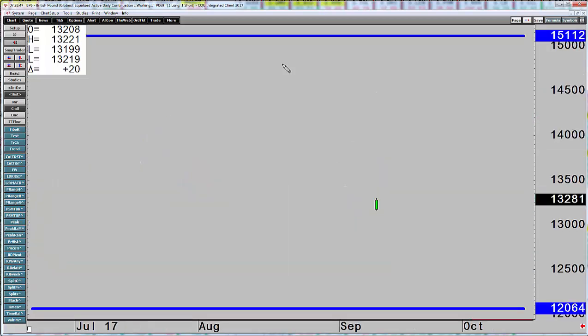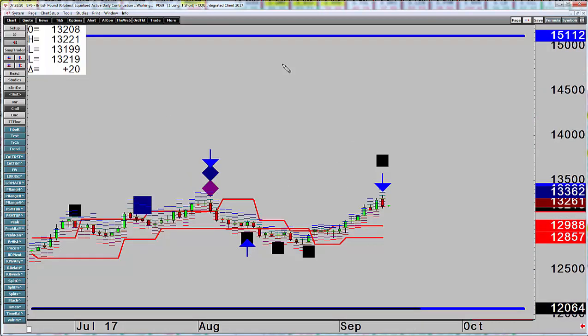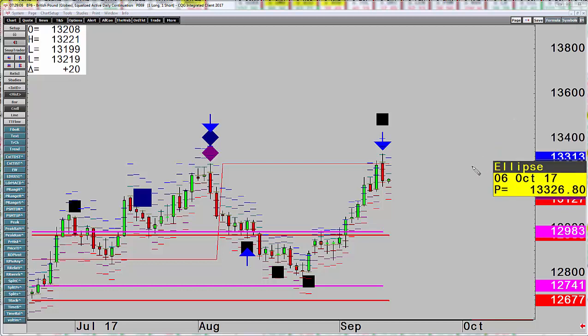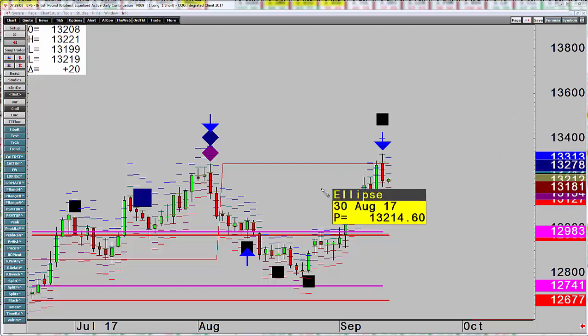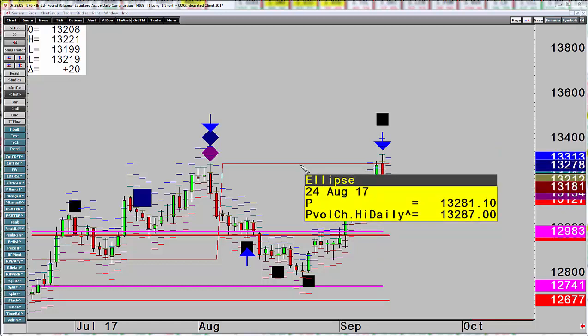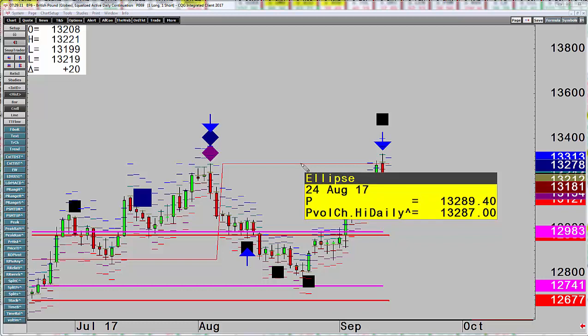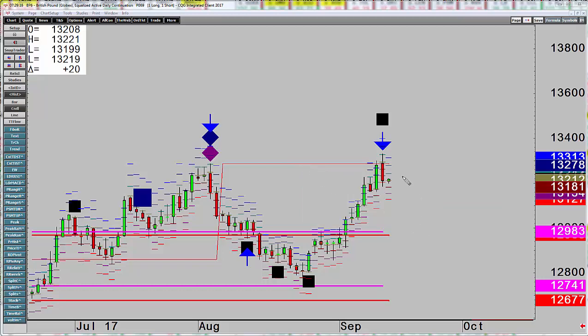So on FX we also look at the futures, and what we see here is a daily level. So a daily level has been created. It's called PVOL on CQG, which stands for volume, and so it's gone up to that resistance point and failed.